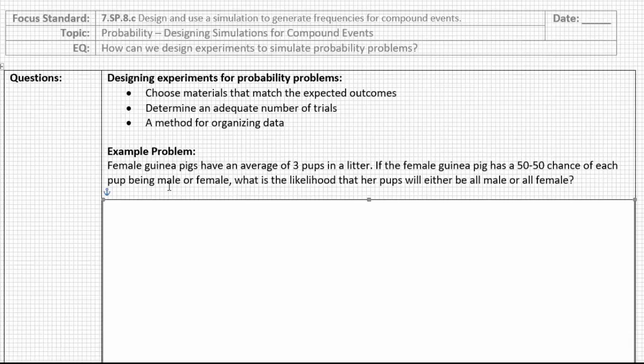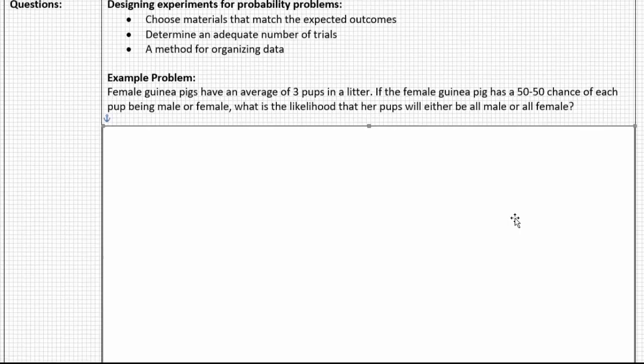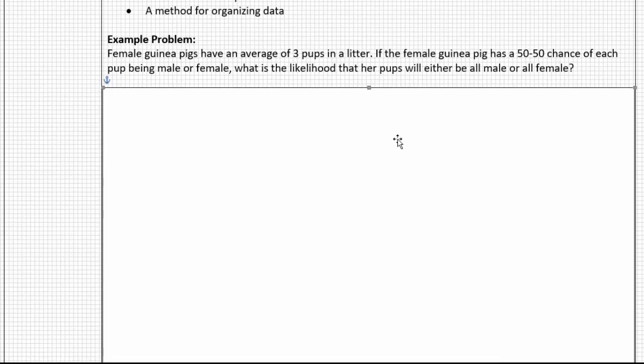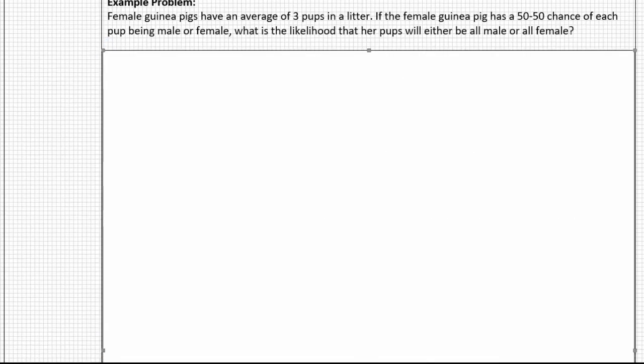We don't have access, or at least I know I don't, to a female guinea pig to do this research with and see what happens, and it would take a long time to look at the probability over multiple trials, right? So how can we represent this problem without using guinea pigs, but come up with an answer, an idea, generate some experimental probability? So let's take a look here. I'm going to give us some possibilities, and then what might it look like?